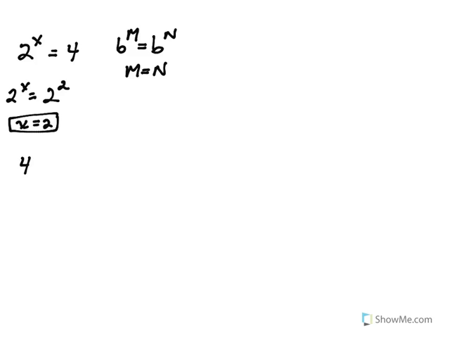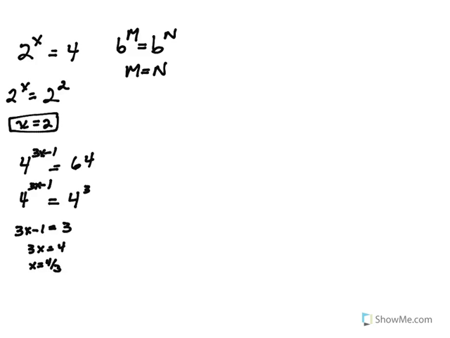Okay, let's look at this one. Alright, here we have base 4 to the 3x minus 1 equals 64. Well, we can make these bases look the same. We have 4 to the 3x minus 1. 64 can be rewritten with a base 4 and exponent 3. So using the rule, we will just set the exponents equal to each other, and then we solve for x. 3x minus 1 equals 3, so 3x equals 4, x equals 4 over 3. And that would be the answer.